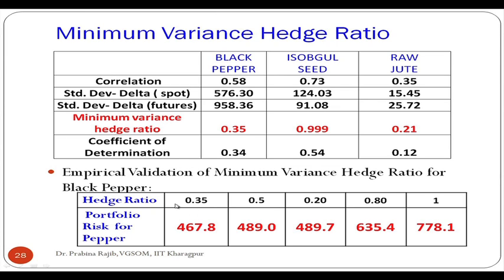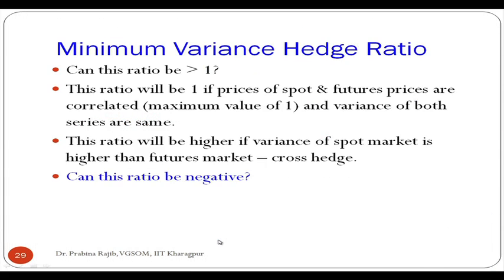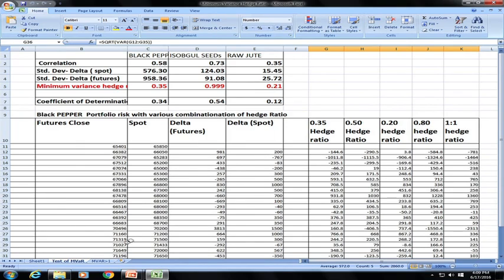So if you recall, the minimum variance hedge ratio is 0.35, and the portfolio risk for black pepper, that is the standard deviation of portfolio daily return, is 467.8. So let me take you to the link file.